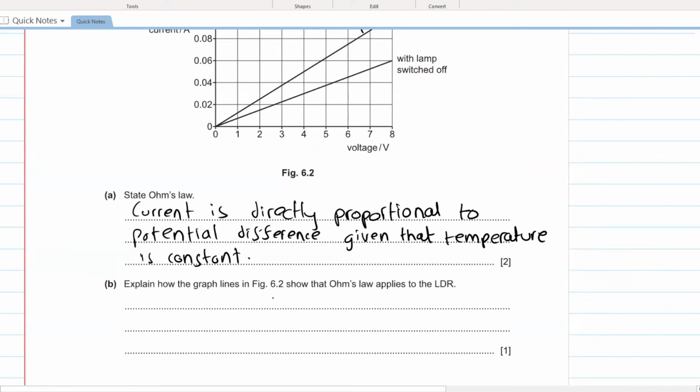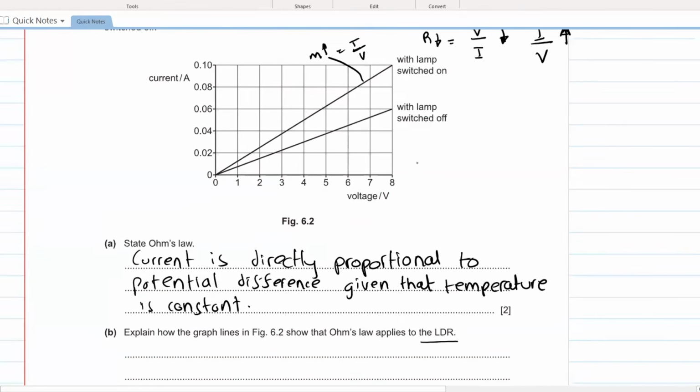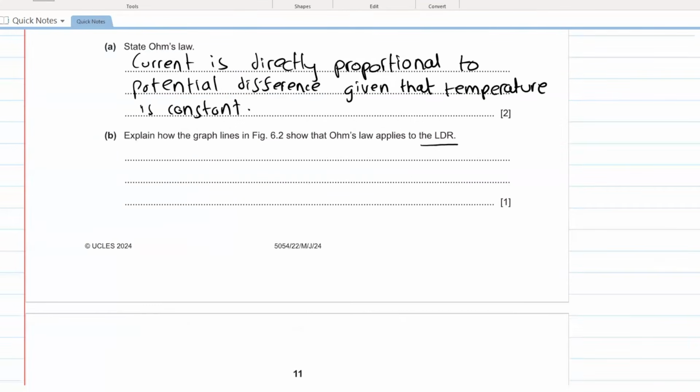Explain how the graph lines in figure 6.2 show that Ohm's law applies to the LDR. How do these graph lines tell you that Ohm's law applies to the LDR? Because the graph is a straight line passing through the origin. You can say it here.